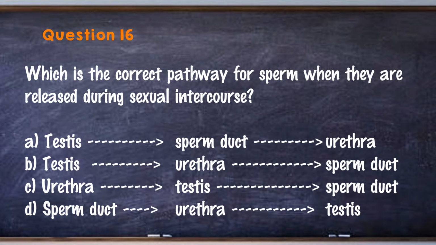All right, so it begins in the testis, and then during ejaculation, it moves up the sperm duct to the urethra and then out. Okay, so the correct answer there would be A, from the testis to the sperm duct to the urethra.